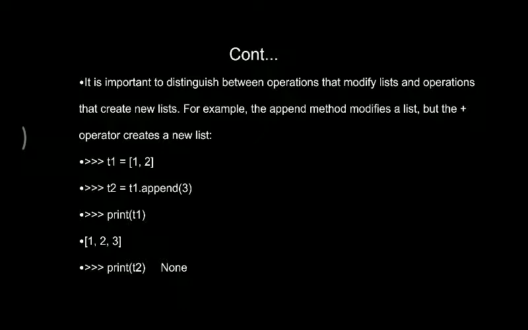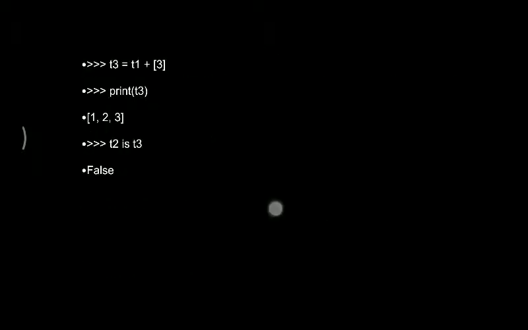Print of T1 will give you what? [1, 2, 3]. Print of T2 will give you what? It gives None. So this is how you can modify the existing list. That's what you can see: for example, the append method modifies a list, but the plus operator creates a new list that will be modified here.